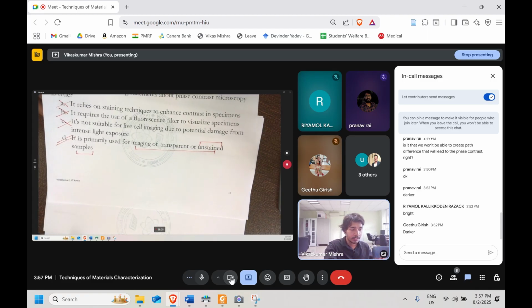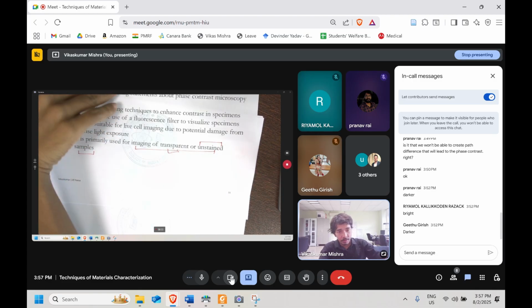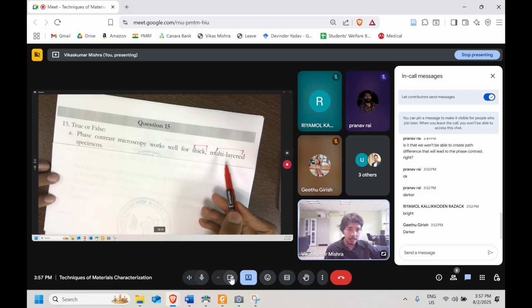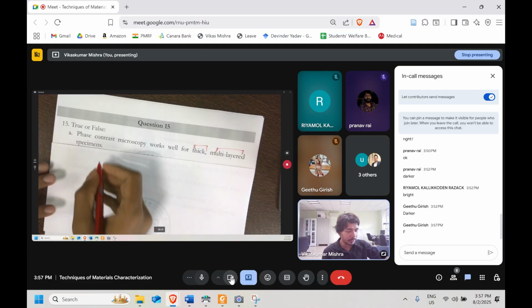Just now we discussed that it should be used for transparent specimens. So what do you think? If I'm using a thick and multi-layered specimen, will it be transparent anymore? It won't be, right? It's false. Very good.